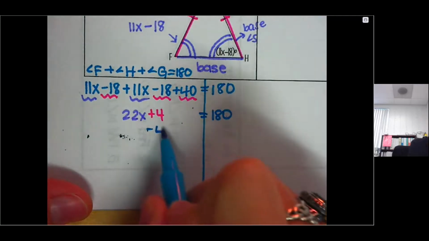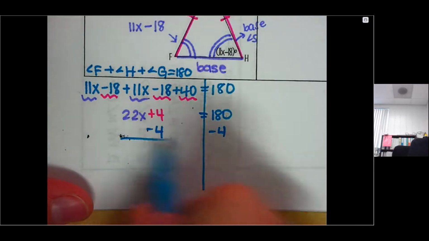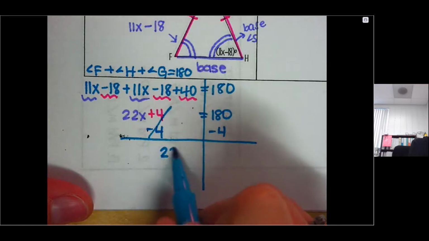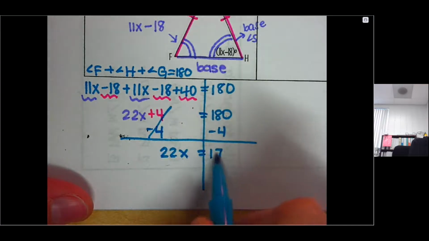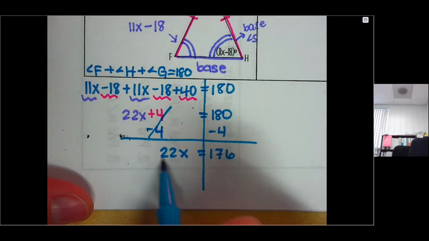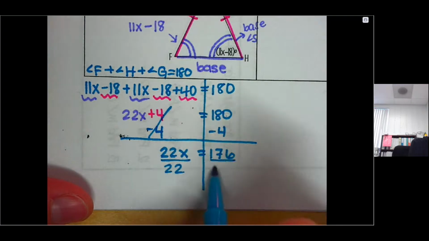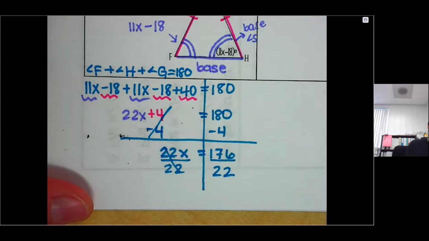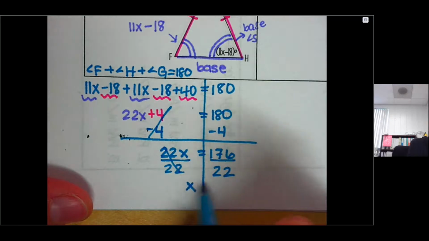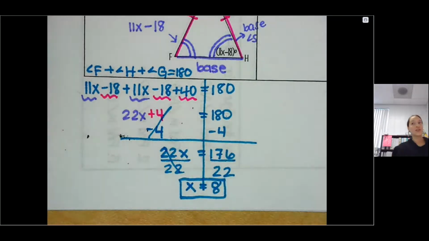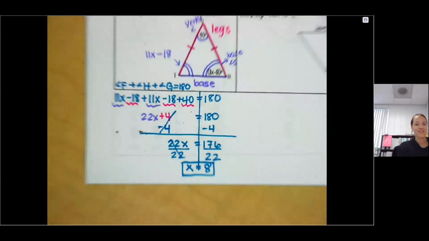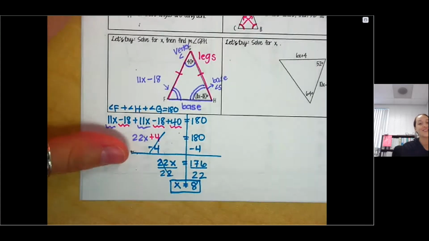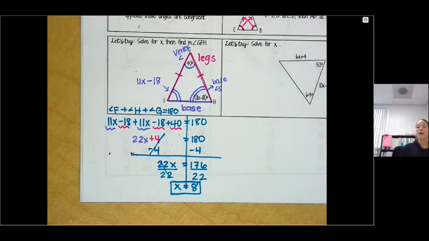And you get 22x equal to 176. And then you divide 176 by 22 and divide 22x by 22. And you get x equal to 8. X equals 8, but am I done with the problem? Now we're not done with the problem. Why not, Ryan?